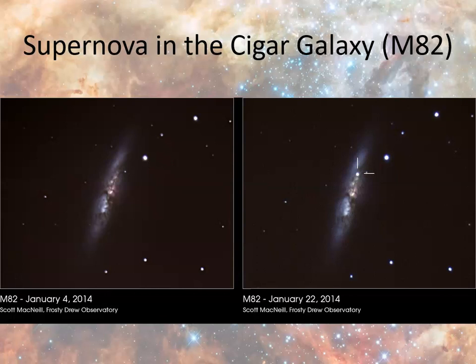So here's an example. The Cigar Galaxy, M82, just a normal picture of it on the left, but it actually had a nice supernova event back in 2014, and that was this star right here. This event was bright enough that if you had good binoculars, you could have actually seen a very faint star there where there previously was no star. So it was a relatively recent supernova, but you needed good binoculars or a telescope to be able to see that.